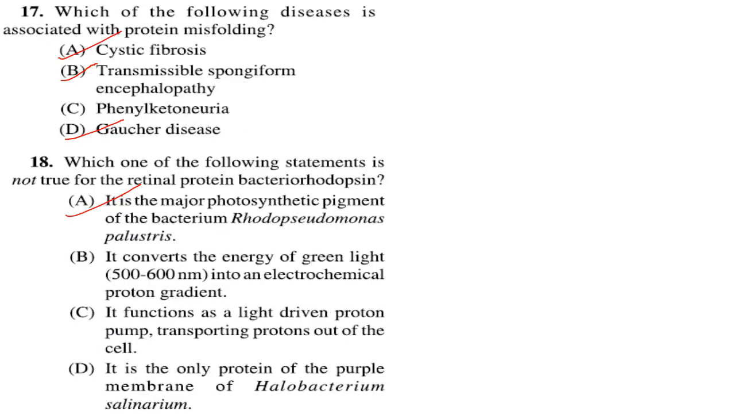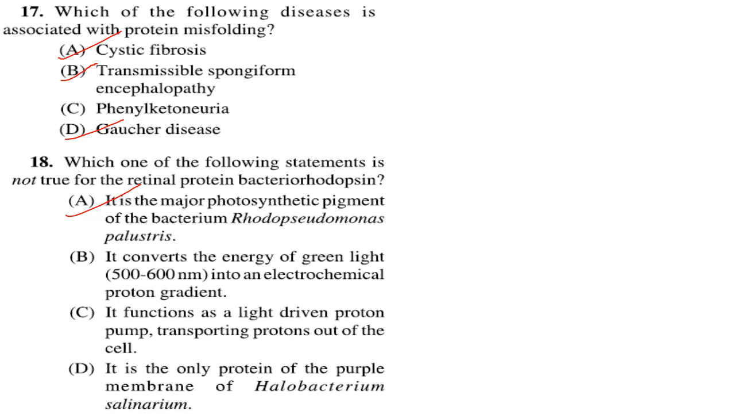Then which of the following diseases is associated with protein misfolding? Cystic fibrosis is associated with protein misfolding. Transmissible spongiform encephalopathy, prions, again misfolding. Gaucher's disease, again misfolding. Phenylketonuria is inherited inability to metabolize phenylalanine. It is not associated with protein folding. So A, B, D are correct.